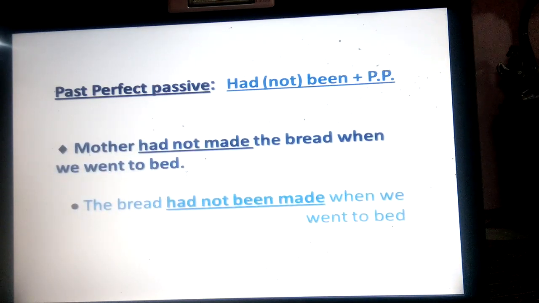Example: Mother hadn't made the bread when we went to bed. Where is the verb here? Hadn't made. What tense? Past perfect, active, ماضي تام معلوم. If I begin with the bread, which is the object, I'll make the sentence passive. So the bread had not or hadn't been made when we went to bed. So the bread hadn't been made when we went to bed.